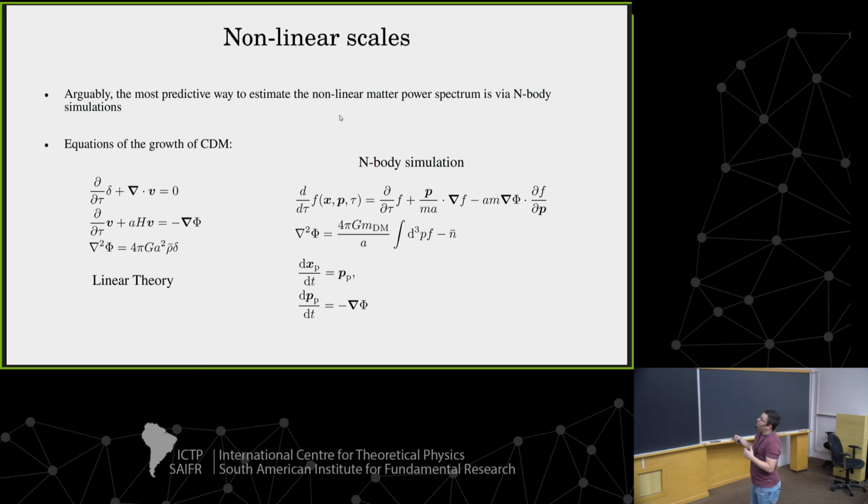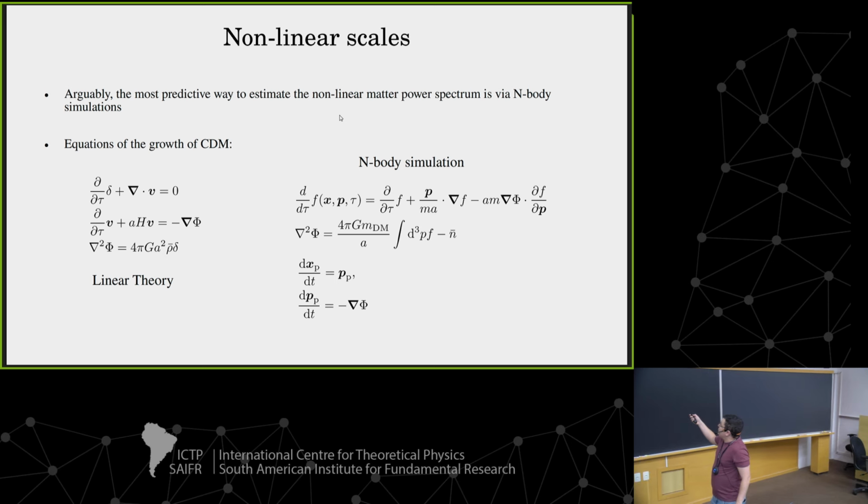So basically, we are interested in solving for the force on particles in these simulations, and then moving them according to these two equations here, x and p. And n bar here is just the average number of particles in your simulation, and the mass here, dm, is the particle mass.